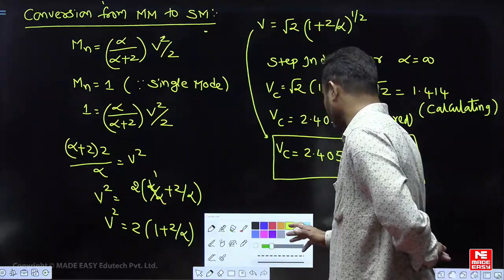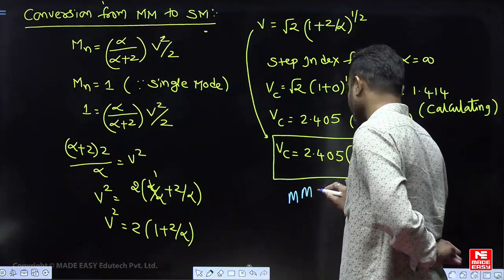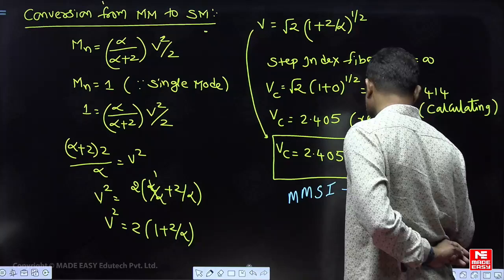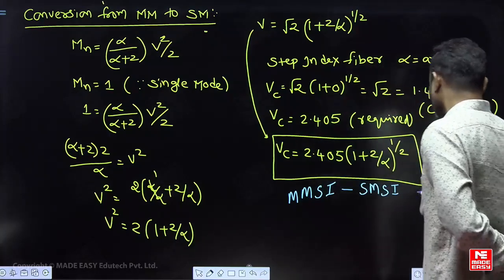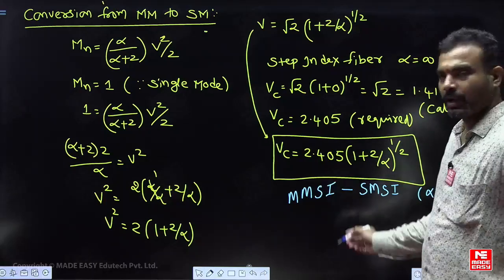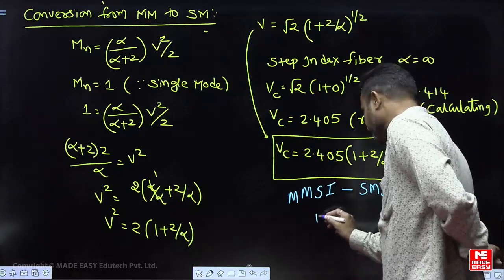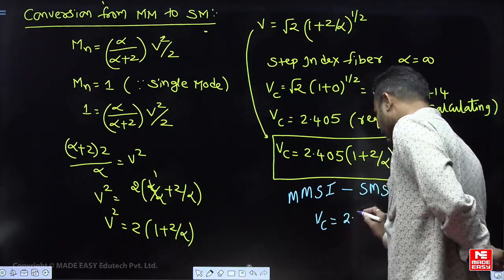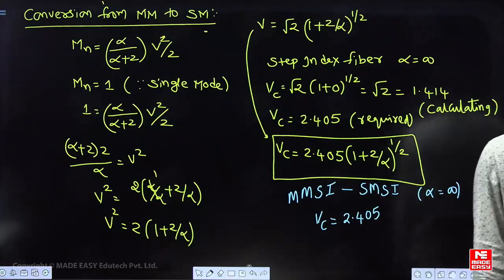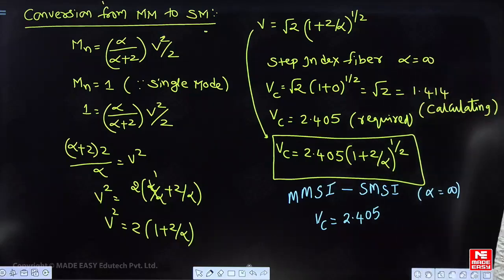MMSI, in a different color, blue. If you want to convert MMSI fibers into SMSI fibers, please see here, then definitely you know that your alpha value is equal to infinity. When you put alpha equal to infinity, 2 by infinity becomes 0, then the value of Vc we have is 2.405. When you take Vc equal to 2.405, definitely your MMSI fiber is converted into SMSI fiber.